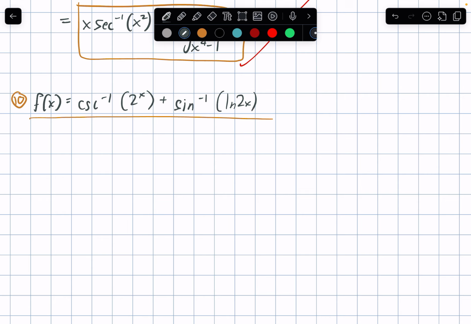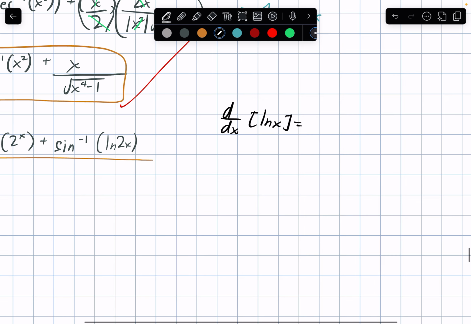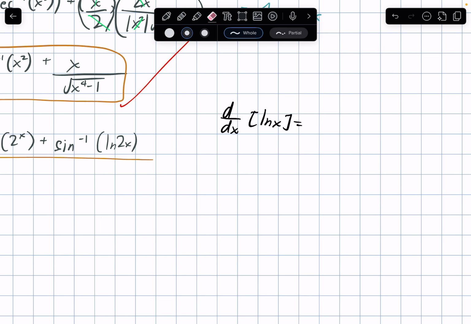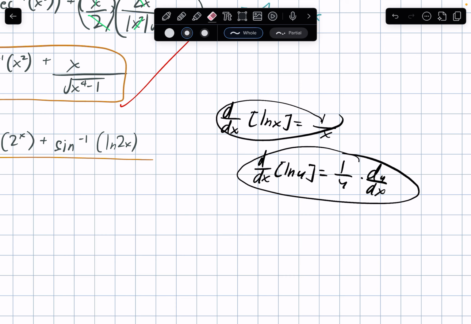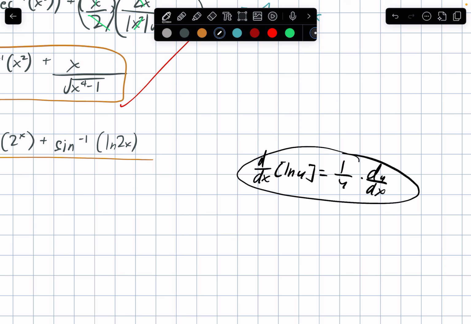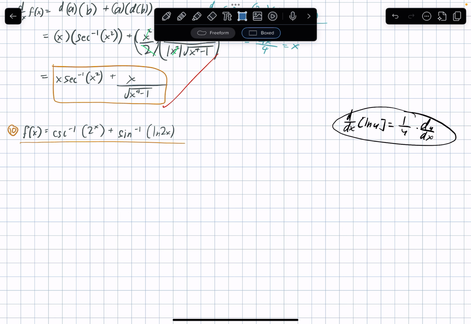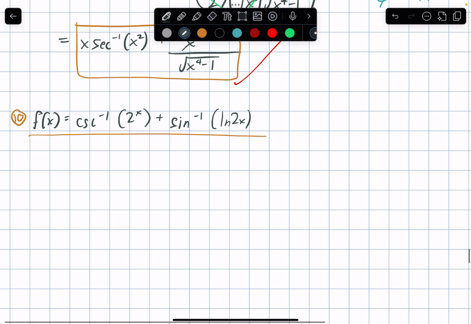Okay, so one thing you'd want to know is that the derivative of ln x is equal to 1 over x. Or derivative of ln u is equal to 1 over u times du over dx. I trust this formula over this. Disregard this one. Okay, so we're looking at two different entities here. No product rule, just a plus sign in the middle.